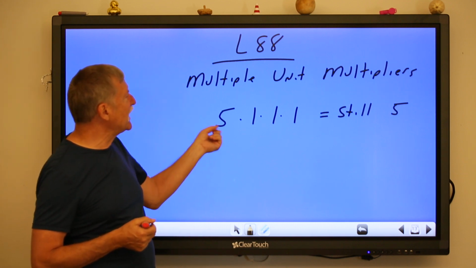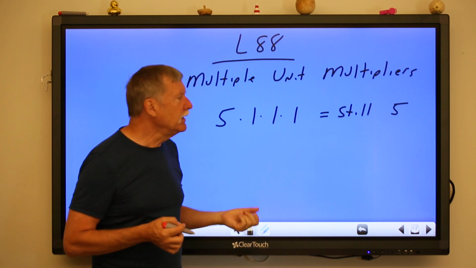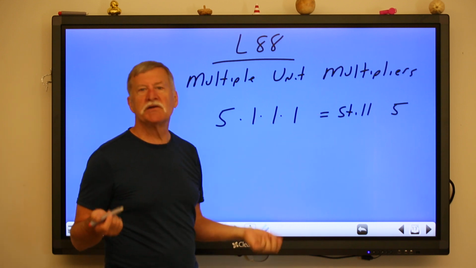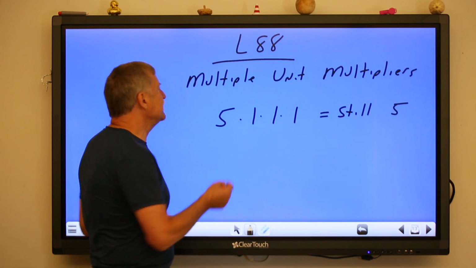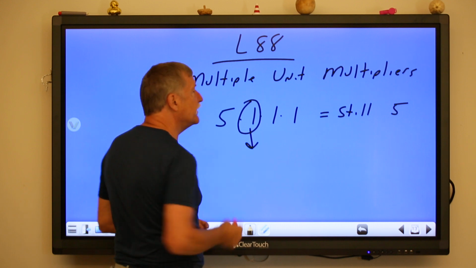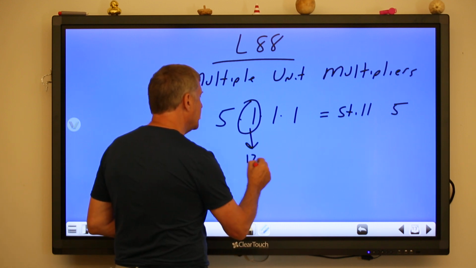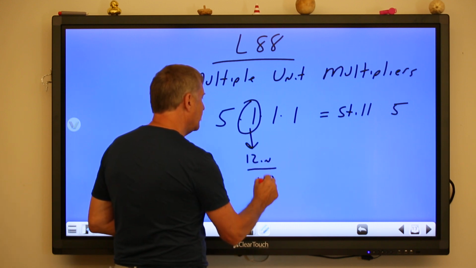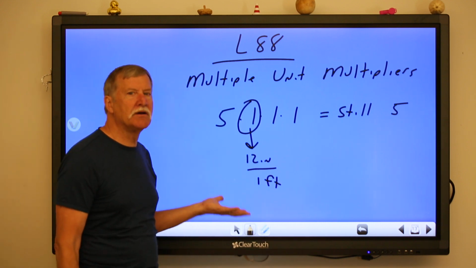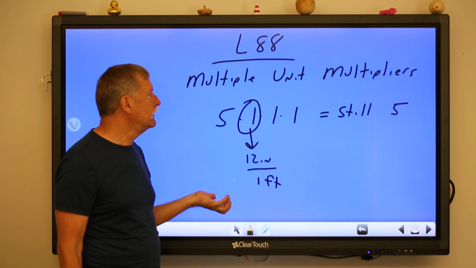Because all we're doing is 5 times 1 times 1 times 1, right? Doesn't matter how many times 1s we do, the answer is still going to be 5. And it's just the idea that these 1s we write as some sort of a unit multiplier, like 12 inches over 1 foot. That's just a name for 1, what we call a unit multiplier.